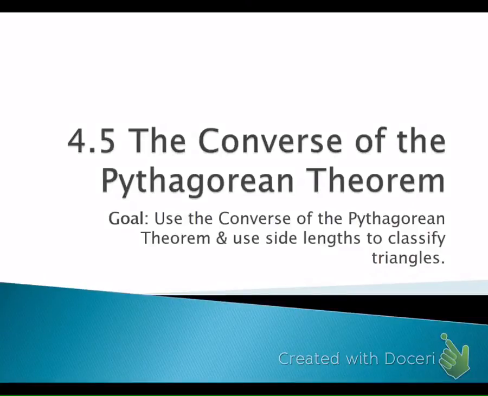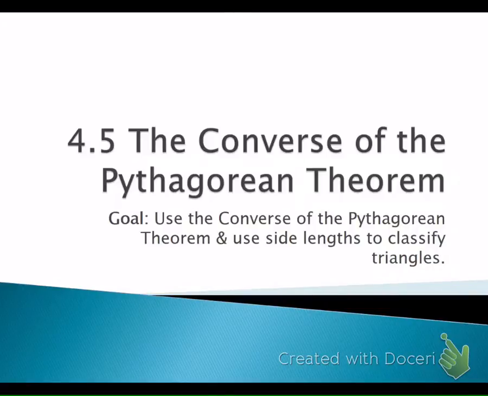Today we are doing section 4.5. It's all about the converse of the Pythagorean theorem. So remember, converse means it's something you already know, but we're going to flip-flop it. Okay? So last week, over a week ago, because we had all those days off, we learned the Pythagorean theorem. So I said if it's a right triangle, a squared plus b squared equals c squared.